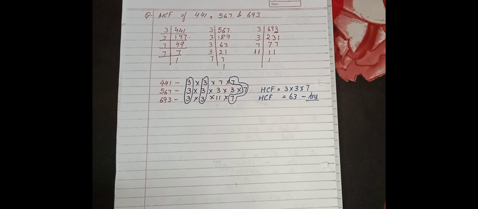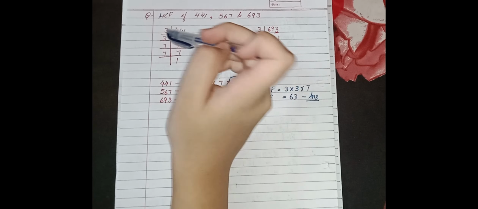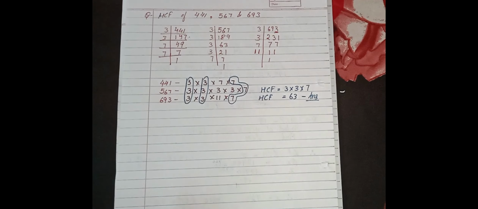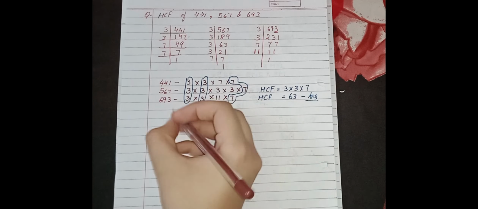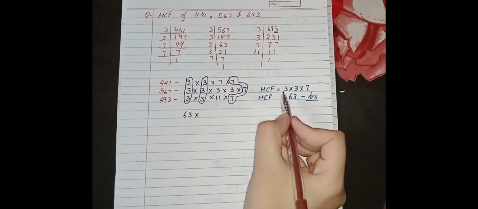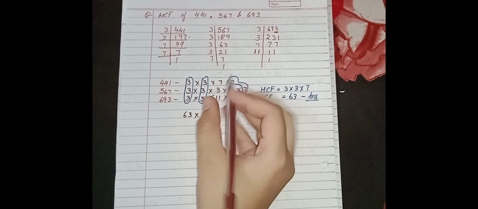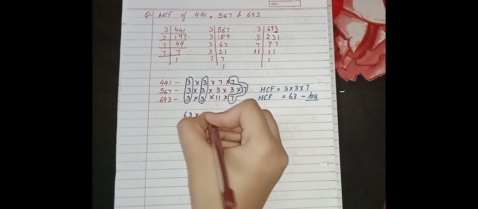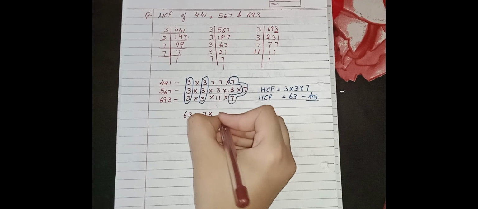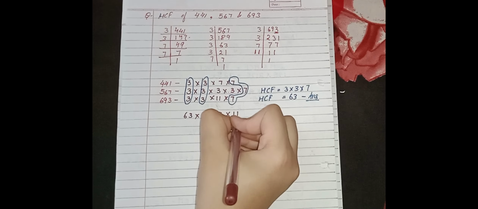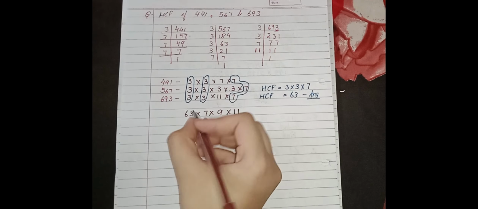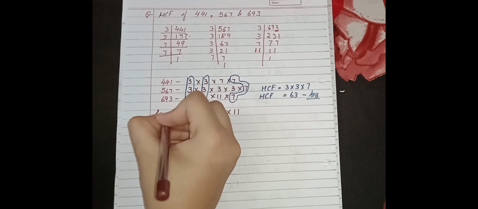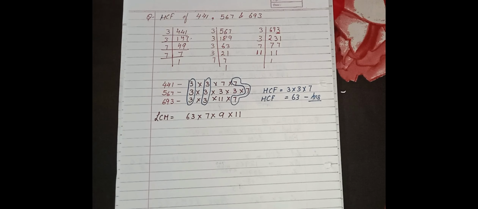I have discussed this number, so you can be clear how HCF will be found by this method. Now LCM, how will we do that? Write 63 directly, because the common part will be that. Into 7 is remaining here. Into 3 9 is remaining here. Into 11 is there. Okay. Now this is equal to your LCM.